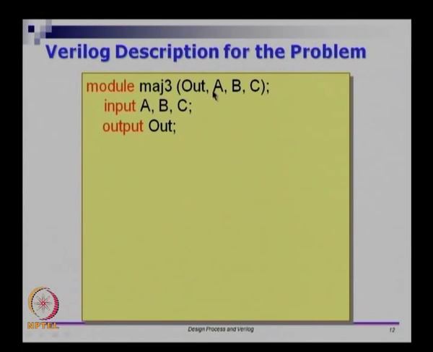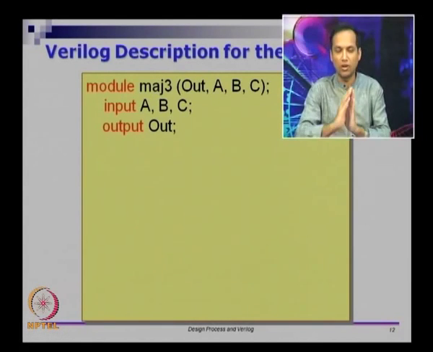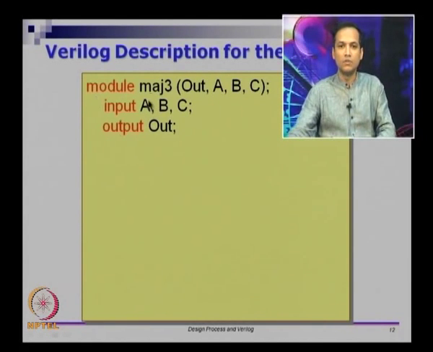So the first line I am going to write is the keyword module, and I am going to give a name to the circuit. Any circuit that is designed, you have to give a name in Verilog, it is compulsory. It can be any name that you come up with. So I am now calling this circuit MAJ3. This stands for majority 3. Majority 3 has 4 ports, out, A, B and C. They are all comma separated. At the end of this you see a semicolon. This is the interface description of this module.